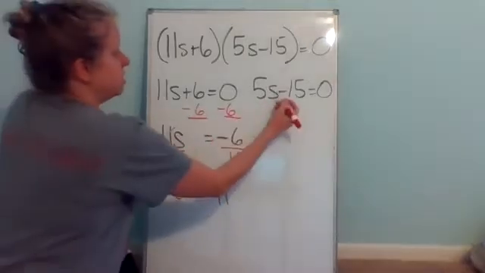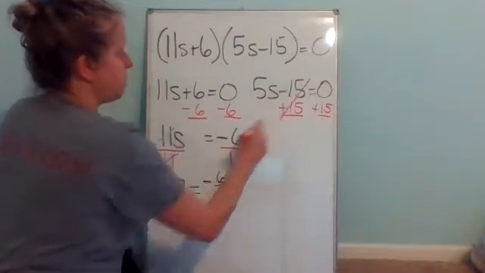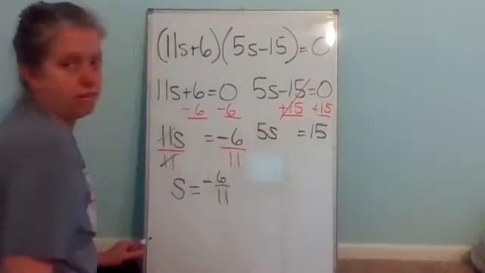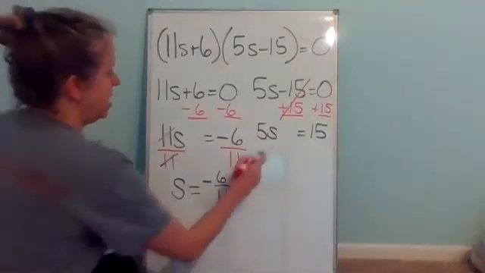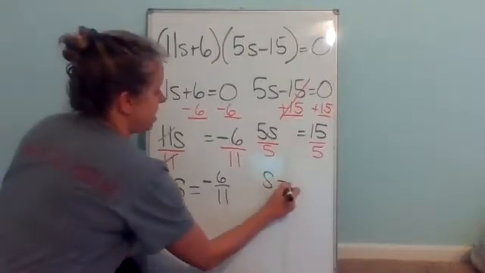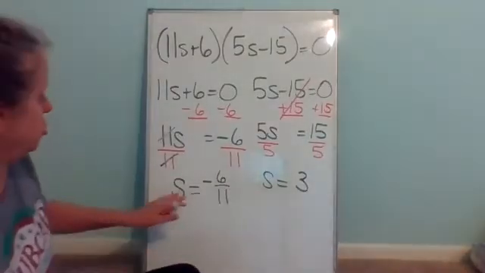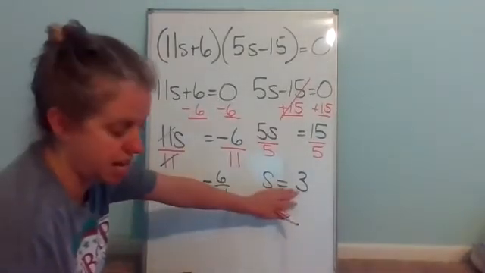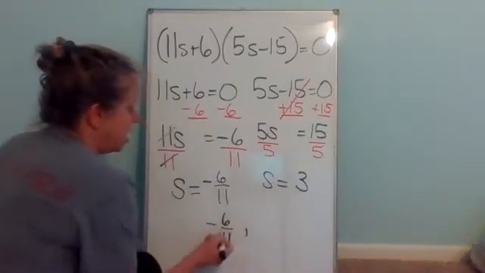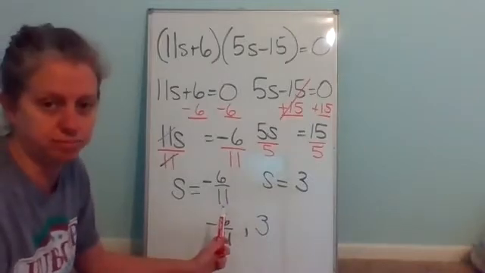And then the other one, get rid of the minus 15 with a plus 15 to both sides. So now you have 5s equals 15. And then divide both sides by 5 to get s equals, this one does divide, 15 divided by 5 gives you 3. So your two answers would be -6/11 and +3. So the way you would enter that is just the -6/11, comma, 3 are your two answers to this equation.